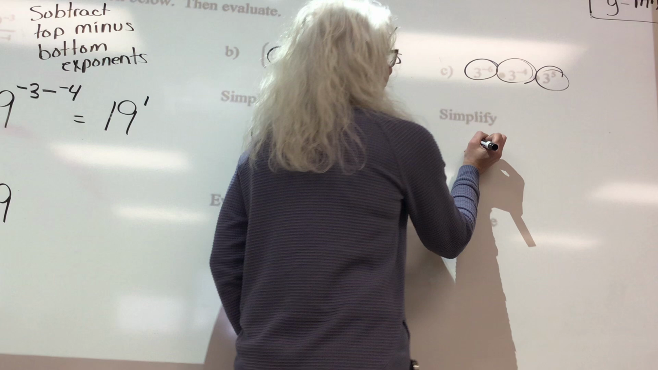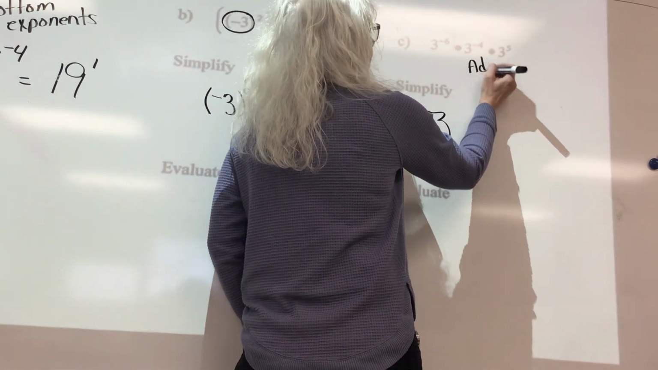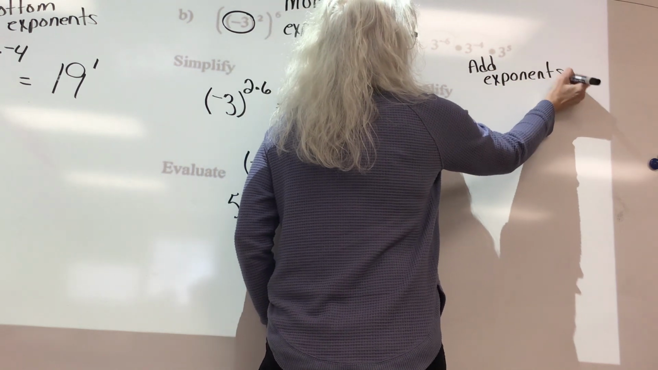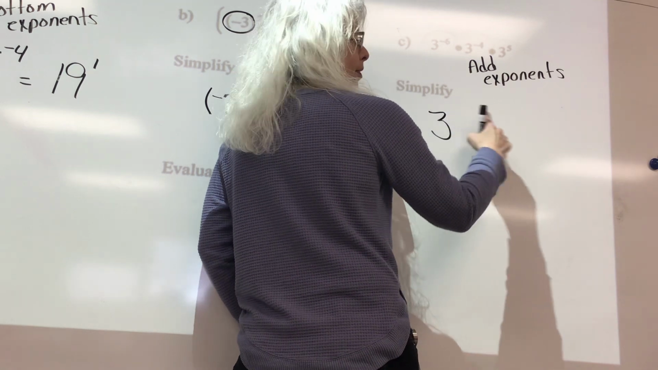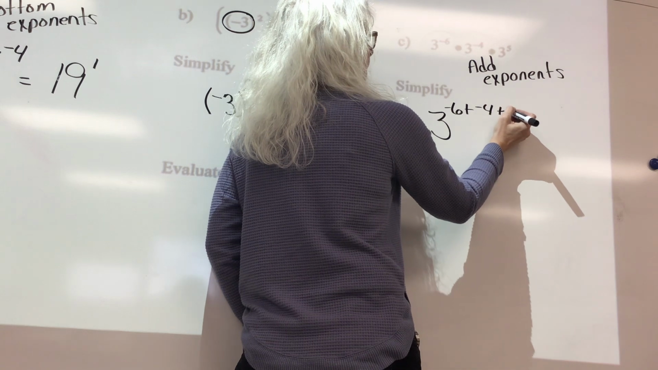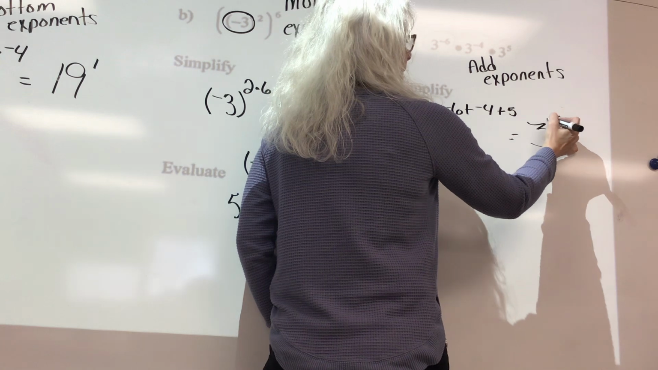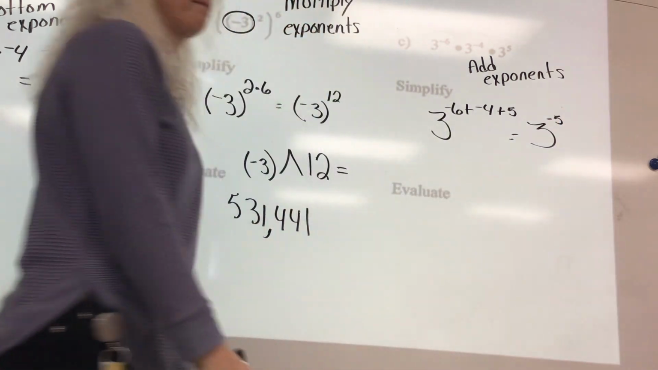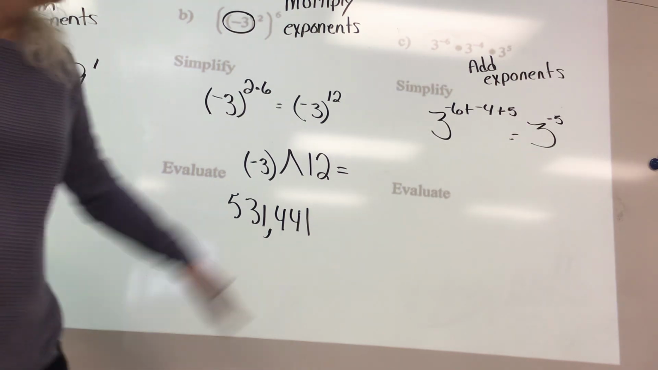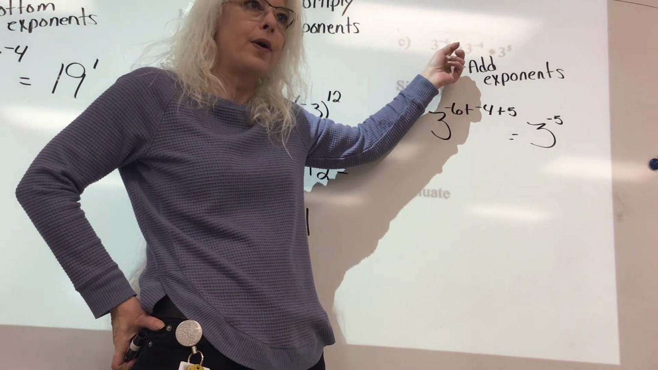So I'm going to write down my base. And what am I going to do to my exponents? Add exponents. So I'm going to, right here where the exponent area is by the number, do -6 plus -4 plus 5. That's -10, so positive 5, -5. Is that right? Are we okay? So that's just simplifying, because this looks a whole lot nicer than what we started out with.